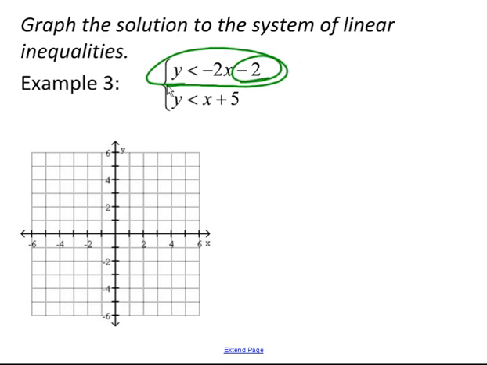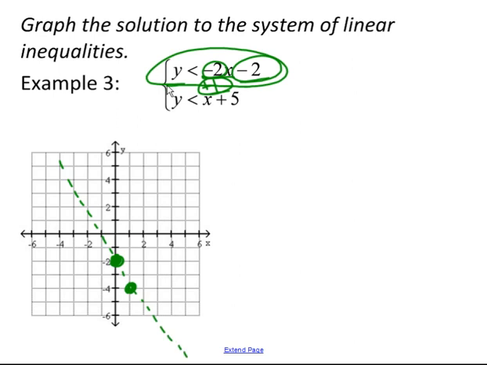So for the top one, my y-intercept is 0, negative 2, so I'm going to put a point on the y-axis at negative 2. And my slope also happens to be a negative 2 over positive 1. So from the point that we just plotted, we are going to go down 2 and to the right 1, which puts us right here. It is not equal to, so dotted line.